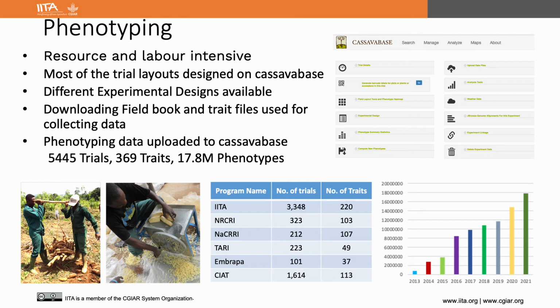Plant phenotyping is an important tool to address and understand plant-environment interactions. Phenotyping in cassava is resource and labor intensive, mainly for post-harvest traits because of the perishable roots and planting material. CassavaBase provides different tools to handle the phenotyping data efficiently, like designing the layouts, generating the barcodes, and uploading the trial data in different formats. Currently we have more than 5,400 phenotyping trials on CassavaBase, and you can see there is a significant increase in the data over the years. So currently we have around 18 million phenotyping observations in the database.